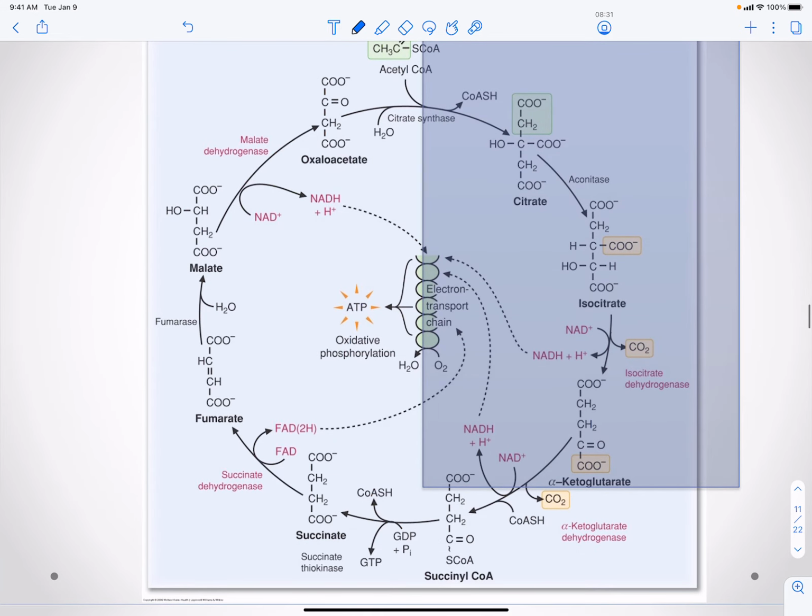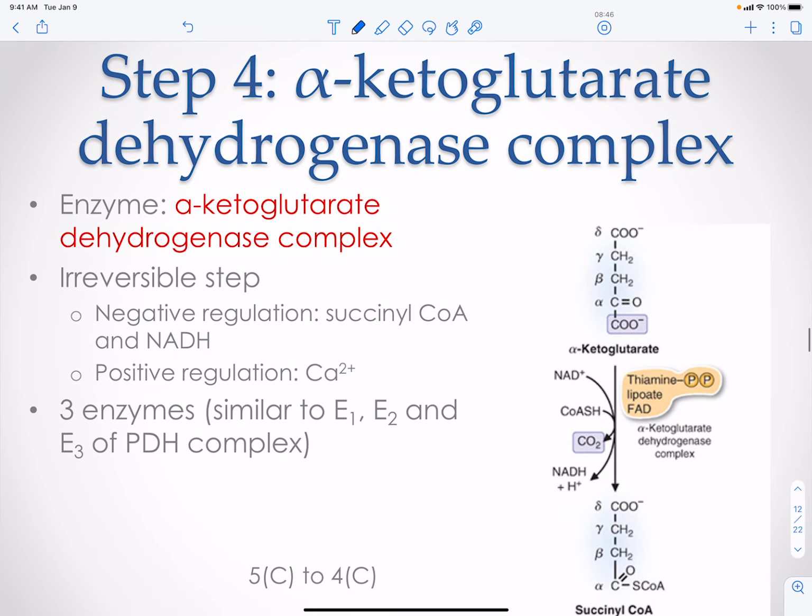All right, so we started with acetyl CoA and oxaloacetate. We generated citrate. Aconitase made isocitrate. Isocitrate through the dehydrogenase complex lost a carbon and became alpha-ketoglutarate. Now, alpha-ketoglutarate also has a dehydrogenase complex, and this one is going to be similar to the pyruvate dehydrogenase complex. It's going to have an enzyme 1, enzyme 2, and enzyme 3. The difference is in the specificity. So the alpha-ketoglutarate dehydrogenase complex is specific for alpha-ketoglutarate, whereas the PDH complex is going to be specific for your pyruvate.